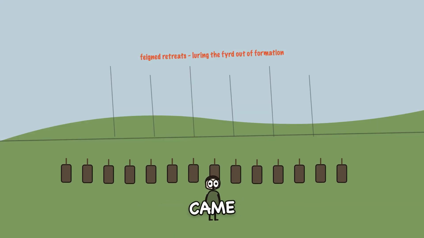The turning point came through repeated feigned retreats. Norman cavalry would pull back as if fleeing, tempting undisciplined sections of the English line, especially the less experienced fyrd, to break formation and chase them downhill, straight into a Norman counterattack. Each time this worked, it thinned the shield wall a little more.